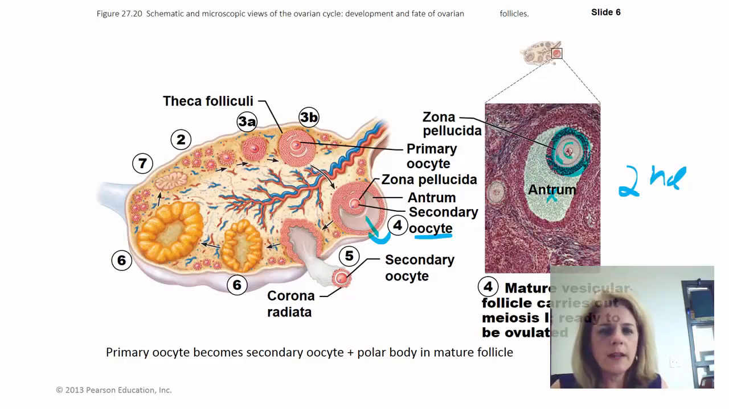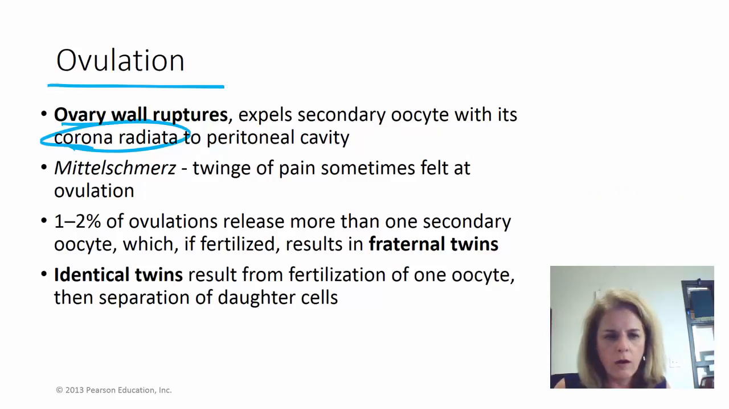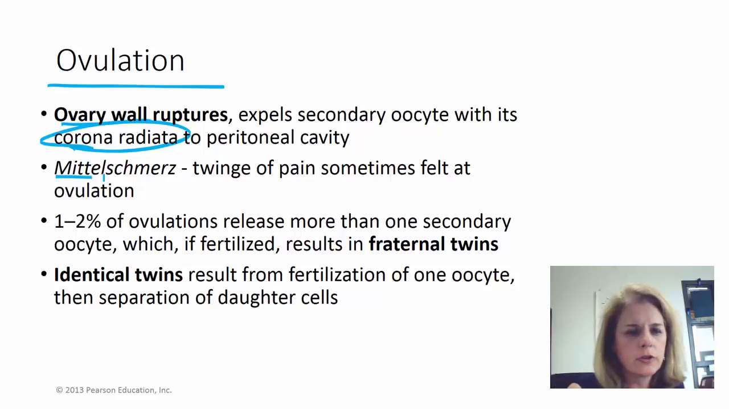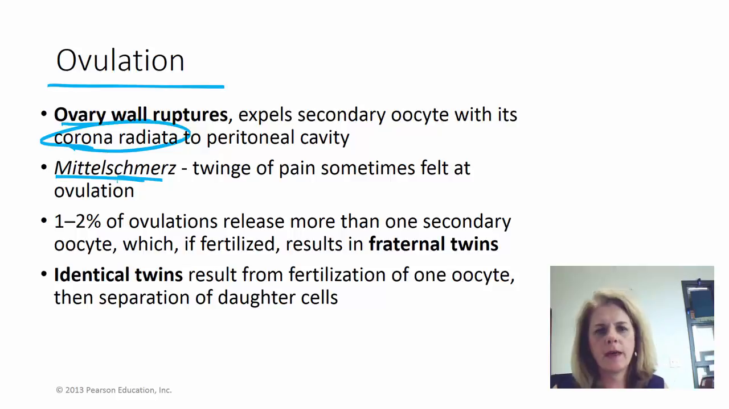Because, like I said, it's kind of like popping a pimple, it has to pop. And so some women actually feel ovulation. They can feel the pain of that popping of the ovarian wall. That's called mittelschmerz. Mittel means middle, schmerz means pain. So middle of the month pain, that's German. Some people can feel mittelschmerz when they ovulate.